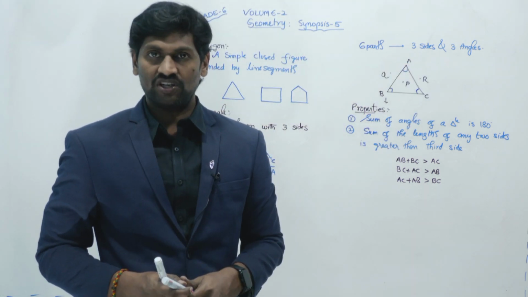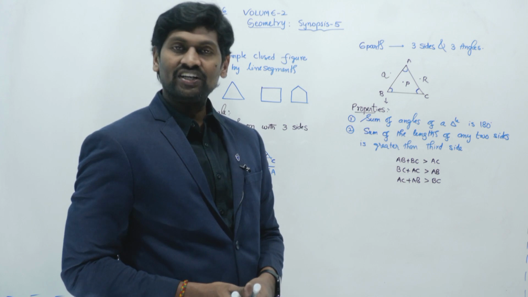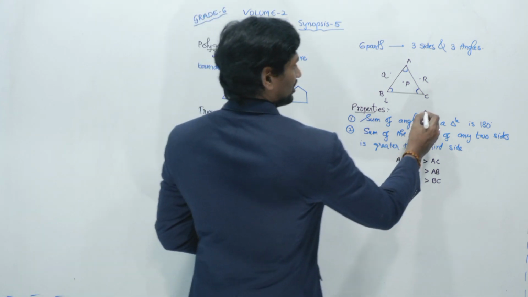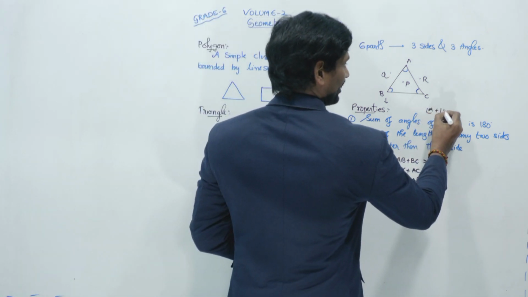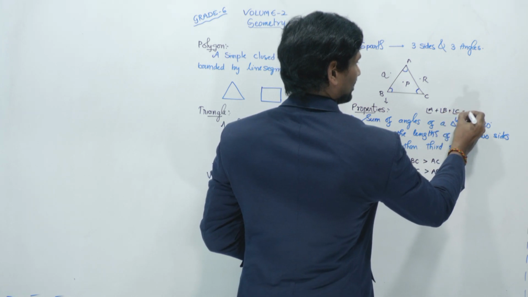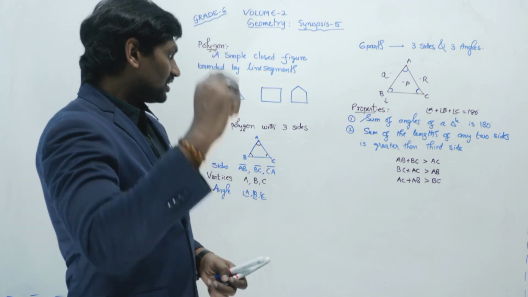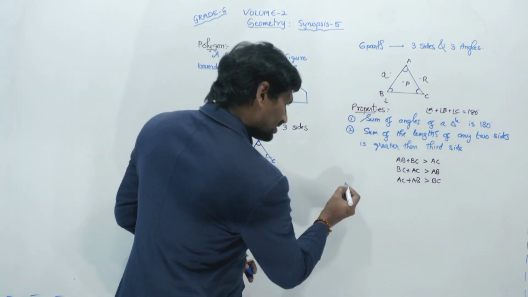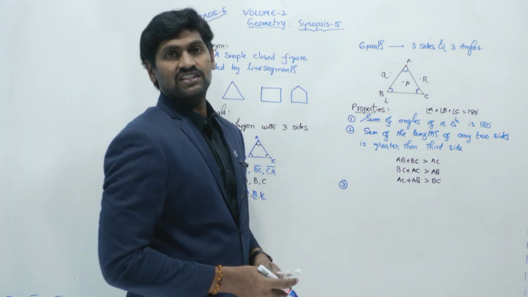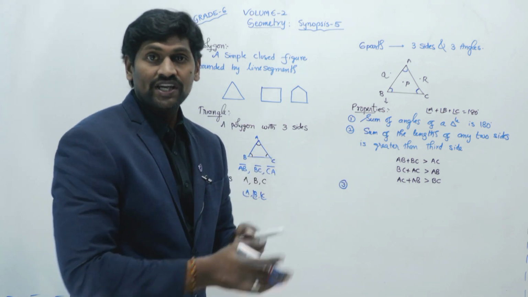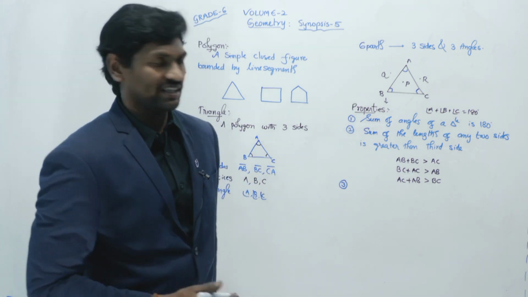Okay? And also the sum of angles of a triangle is 180 degrees. That means angle A plus angle B plus angle C equals 180 degrees. Okay. And the third property is the difference between any two sides. The difference between any two sides is less than the third side.